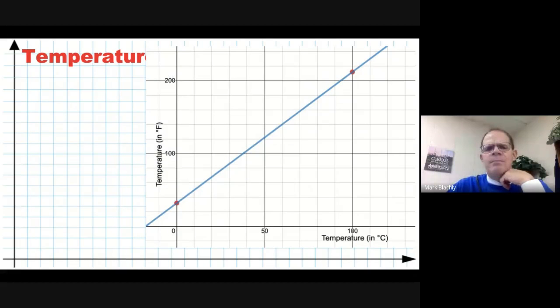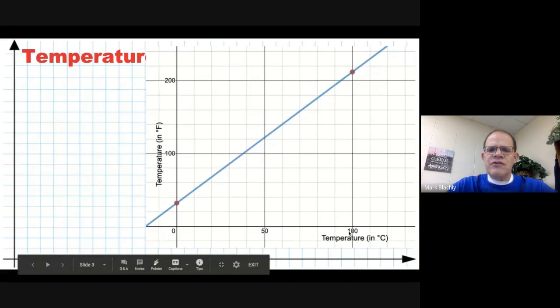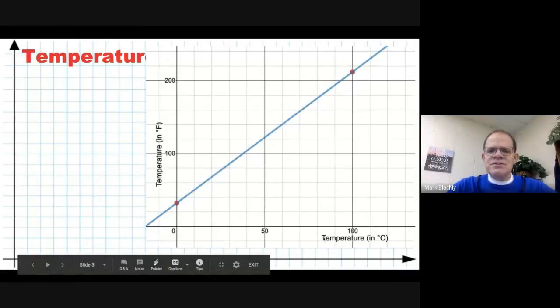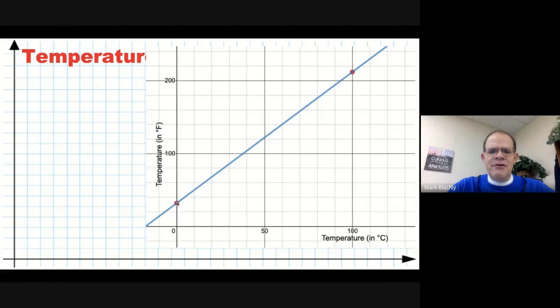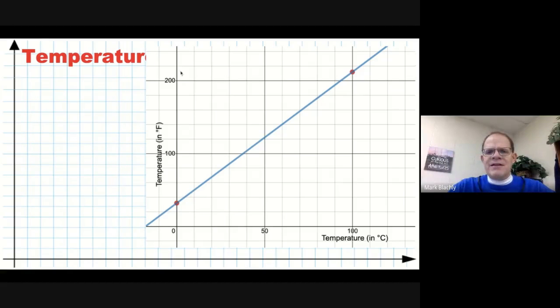Okay. Now, if you want to be able to convert between the temperature in Fahrenheit and the temperature in Celsius, you've got to find some sort of model. So here's what we know. When the temperature in Celsius is 0 degrees, the temperature in Fahrenheit is 32. So I'm going to plot that point right there, 0 and 32. The temperature in Celsius is 100 degrees, so that's the boiling temperature of water. In Fahrenheit, that's 212. So there we go.